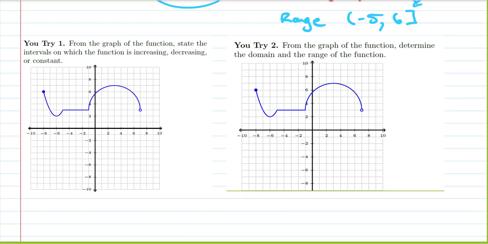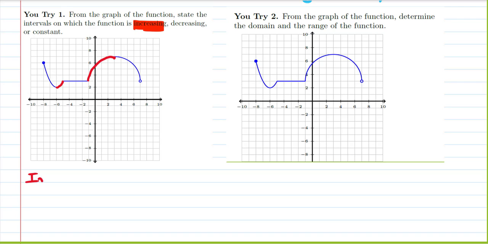So then our range would be from -5 all the way up to +6. All right, so for try number 1, we want to determine when it's increasing, decreasing, or constant. So let's go ahead and take a look at increasing. So we're going to be increasing here and here.